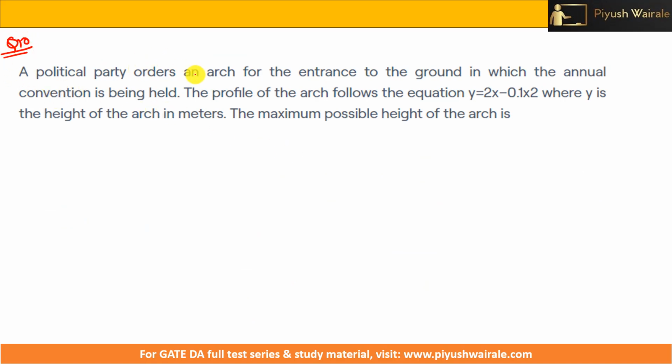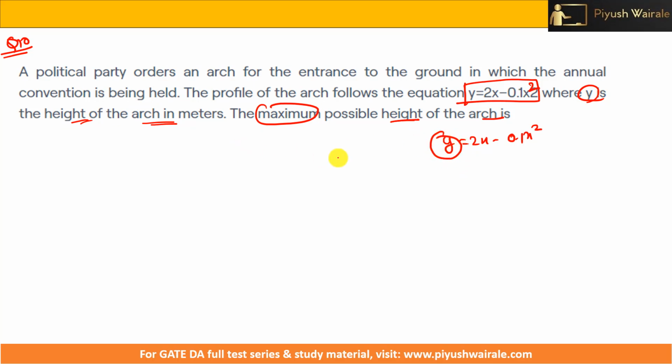A political party orders an arch for an entrance to the ground in which the annual convention is being held. The profile of the arch follows this particular expression: y equals 2x minus 0.1x square, where y is the height of the arch in meters. The maximum possible height of the arch is? What is height here? y, right? So we need to find the maximum value of y only. Simple question. So how to do that?